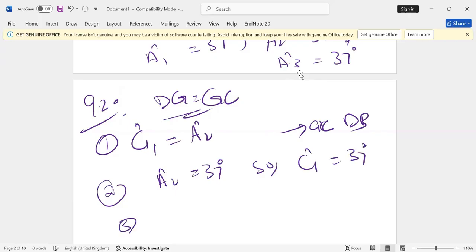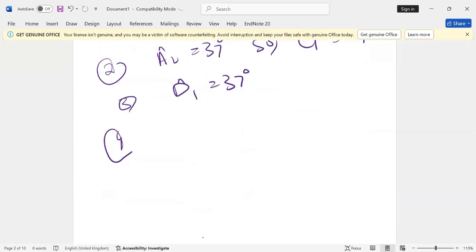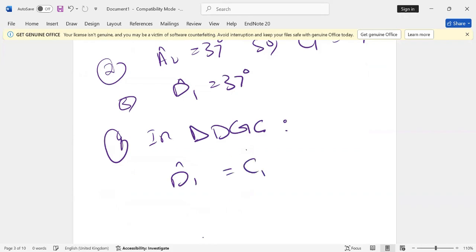So third point, it is given that D1 equals 37 degrees. So the fourth point is that in triangle DGC, okay, we have D1 equals C1, that is equal to 37 degrees. So DG equals GC. Sides opposite equal angles in triangle DGC. This is the required thing that we have to find out in this question, okay?